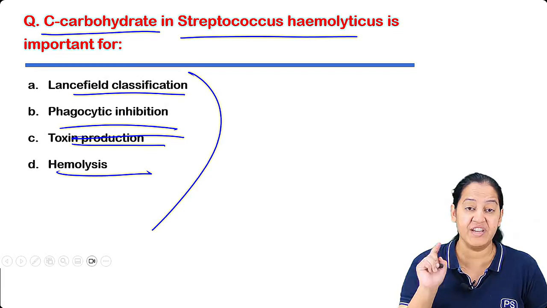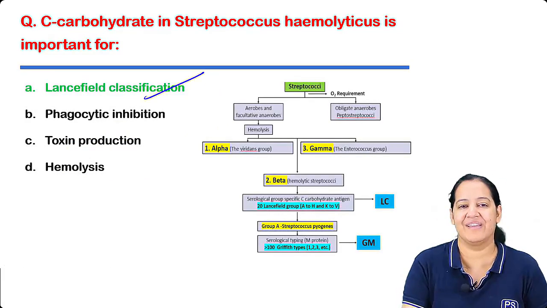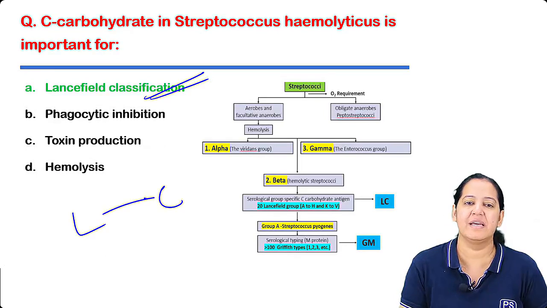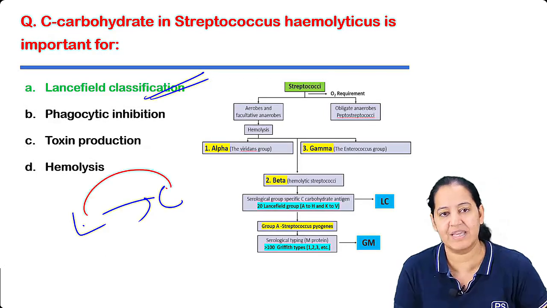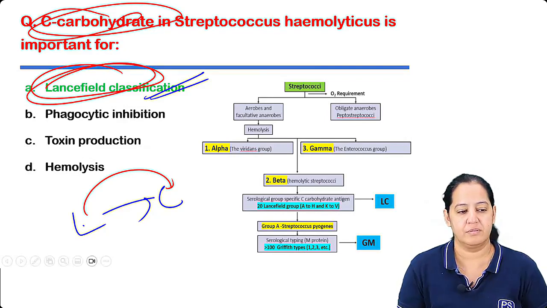I want each and every one of you to answer. Yes, the correct answer is A. You all are right. Lancefield. I told you, Lucknow city. So Lancefield classification is based on group C carbohydrate. This is group C carbohydrate. This is Lancefield classification. ठीक है, Lucknow city.